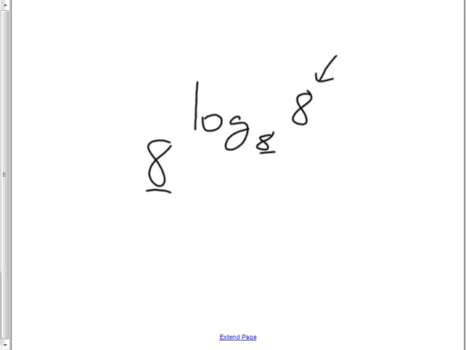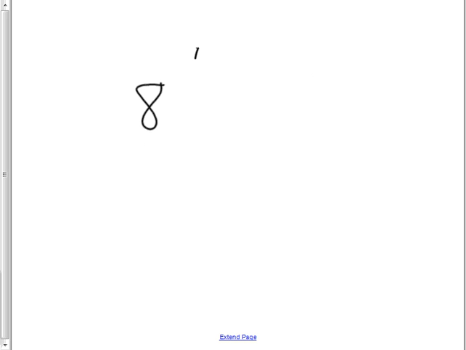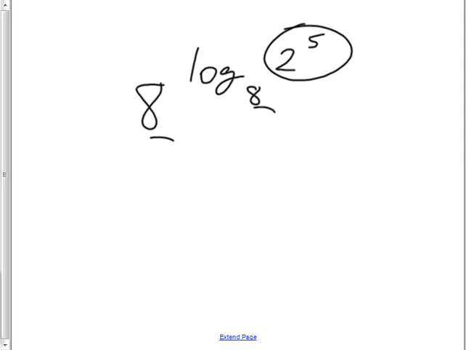So let me give you another one that's like it. 8 to the log base 8 of 2 to the 5th. So what's the answer to that one? 2 to the 5th. All right, because if these two are the same, then that one's the answer. All right. Next, let's just jump into some of the more challenging ones that we've done.